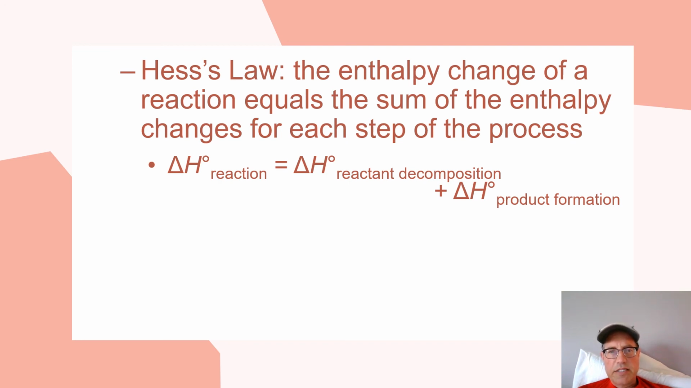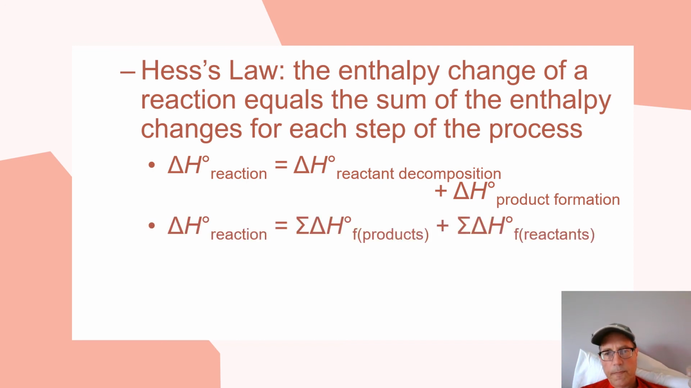Another way to write this is our delta H standard reaction is equal to the enthalpy change in the reaction decomposition plus the product formation. So they just switched them around, so it's not products minus reactants in this case. You have your reactants plus your product formation. You'd end up with the same number either way. But this is officially how Hess's law is stated. And again, that's just the sum, as I pointed out in the previous slide.